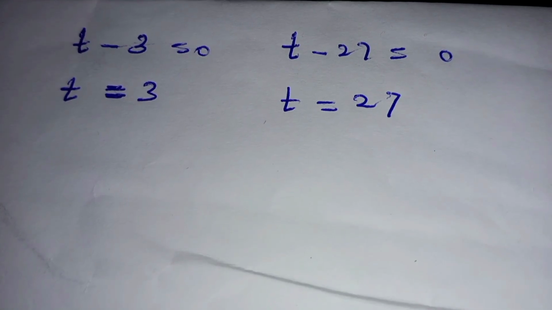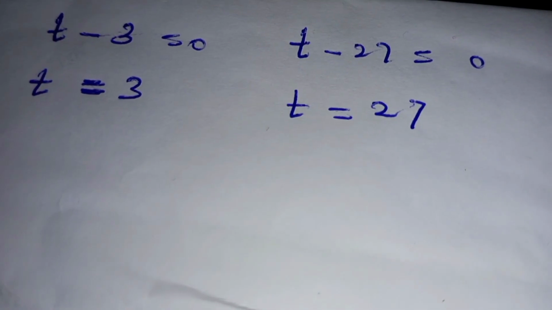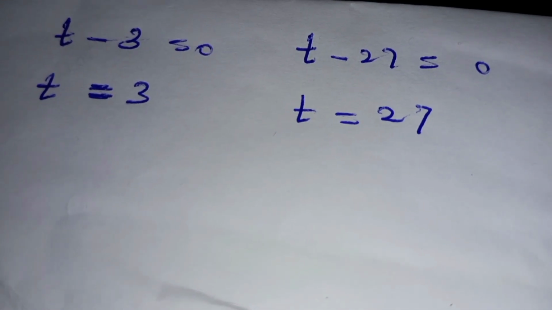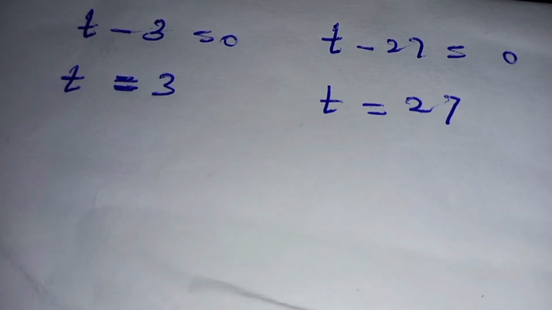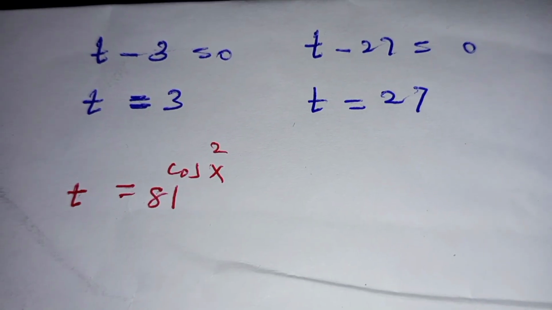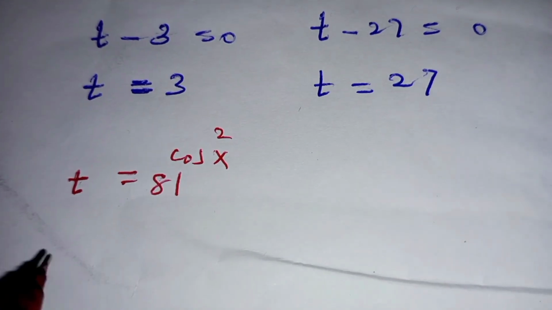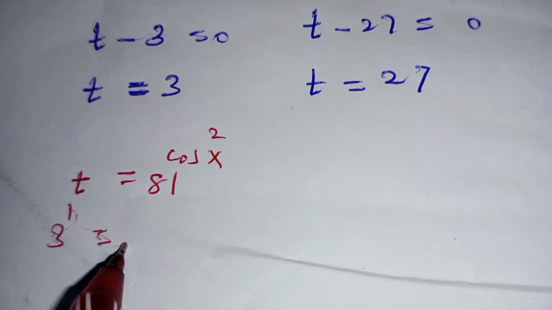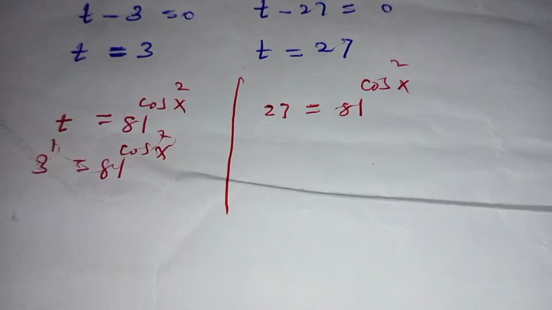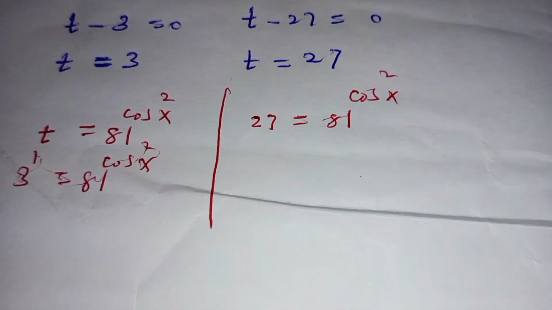It means that t is equal to 3. t minus 27 is equal to 0, it means that our t is equal to 27. So we remember we had let our t to be 81 power cos squared of x, meaning that 3 power 1 is equal to 81, and 27 is equal to 81 cos squared of x.